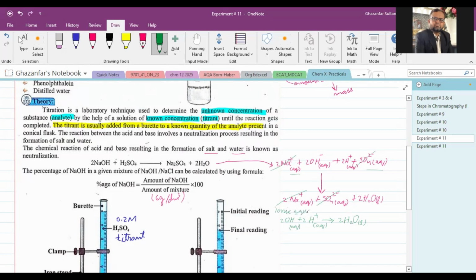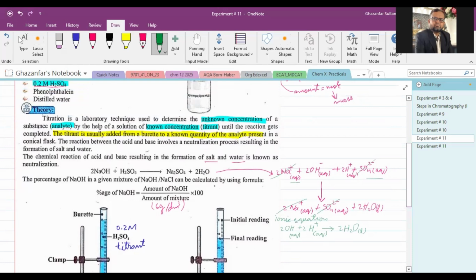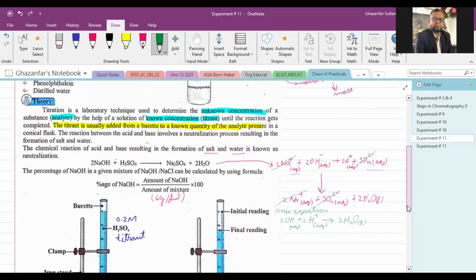Ionic equation. This is the full ionic equation, but we need only those ions in the ionic equation which have changed their state during the reaction. So anyway, this is up to this. This is the theory and procedure.